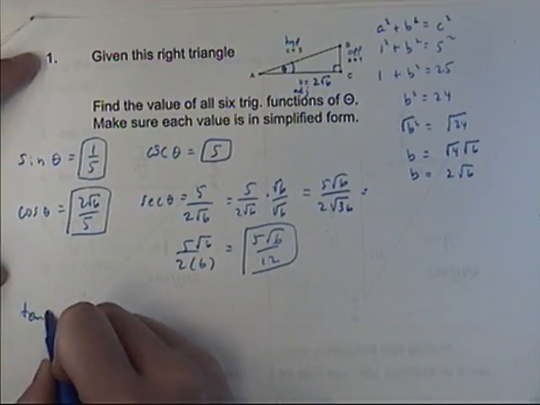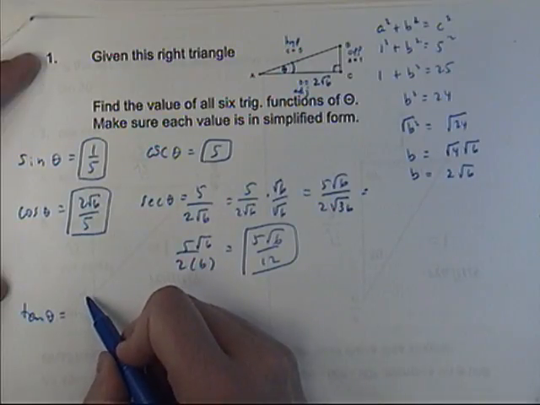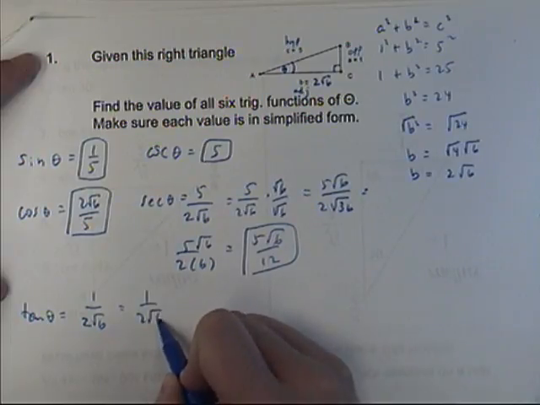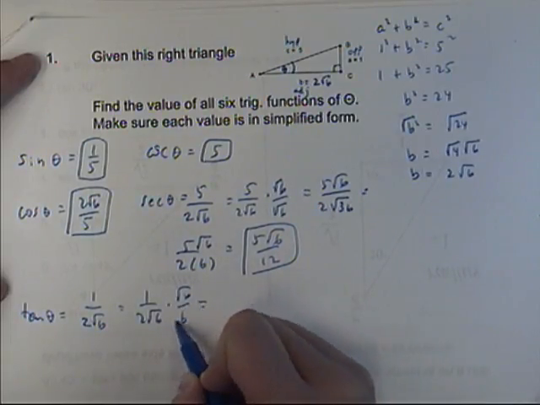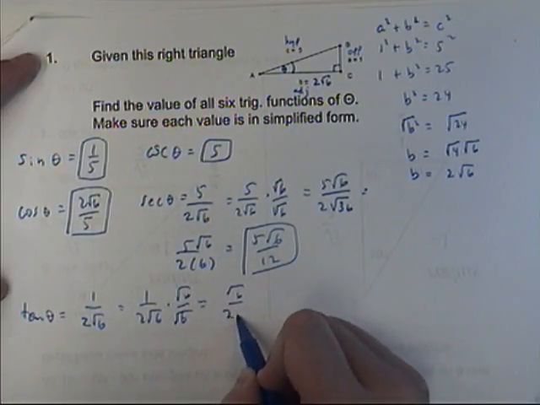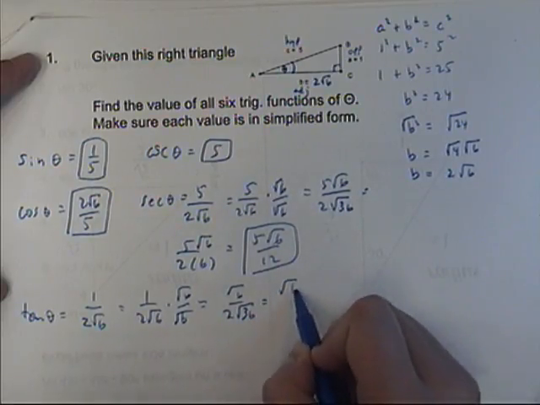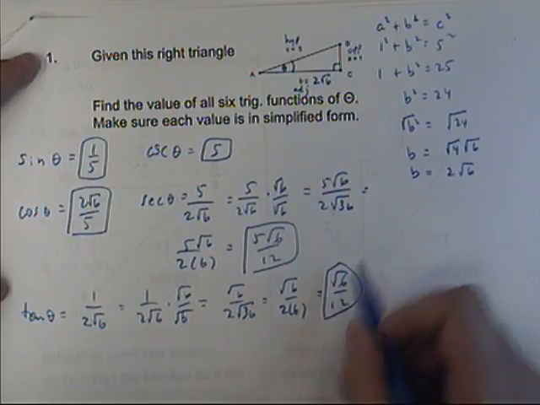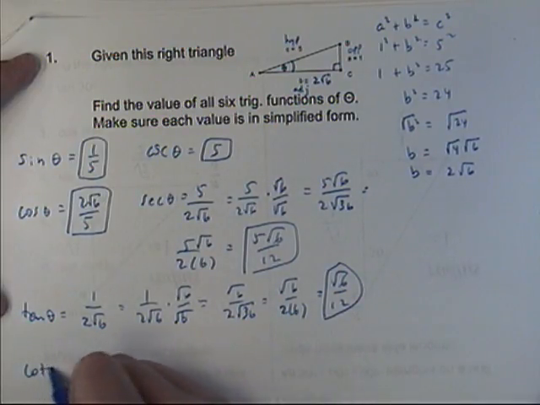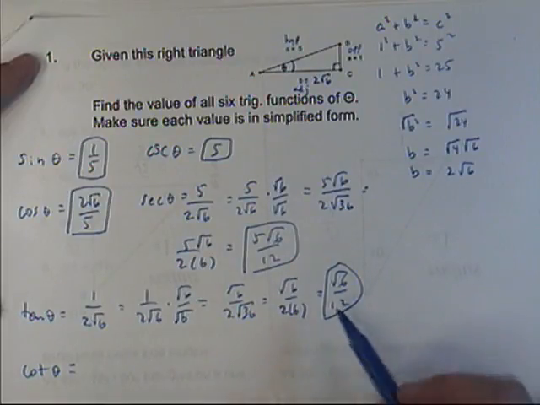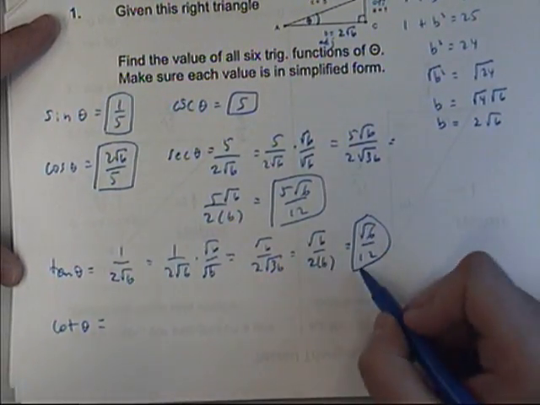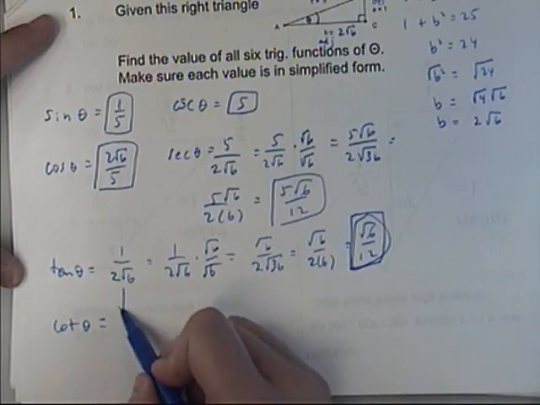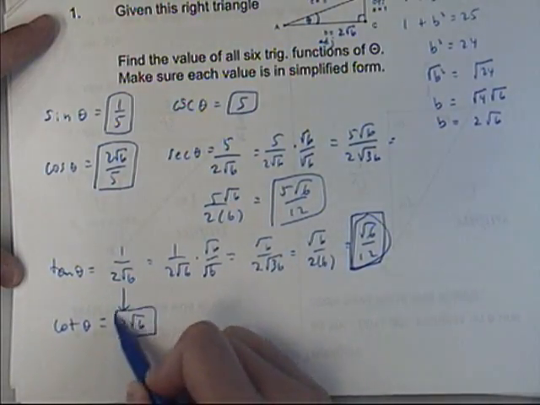The tangent of an angle is opposite over adjacent. So again, we're going to have to multiply by root 6 over root 6, which gives us root 6 over 2 square root of 36. Root 6 over 2 root 6 equals root 6 over 12. Now, the cotangent is the reciprocal of tangent, but I'm not going to use this final answer down here, this root 6 over 12. Instead, I'm going to use this one, because if I reciprocate this one, I just get 2 root 6. I don't have to do any work.